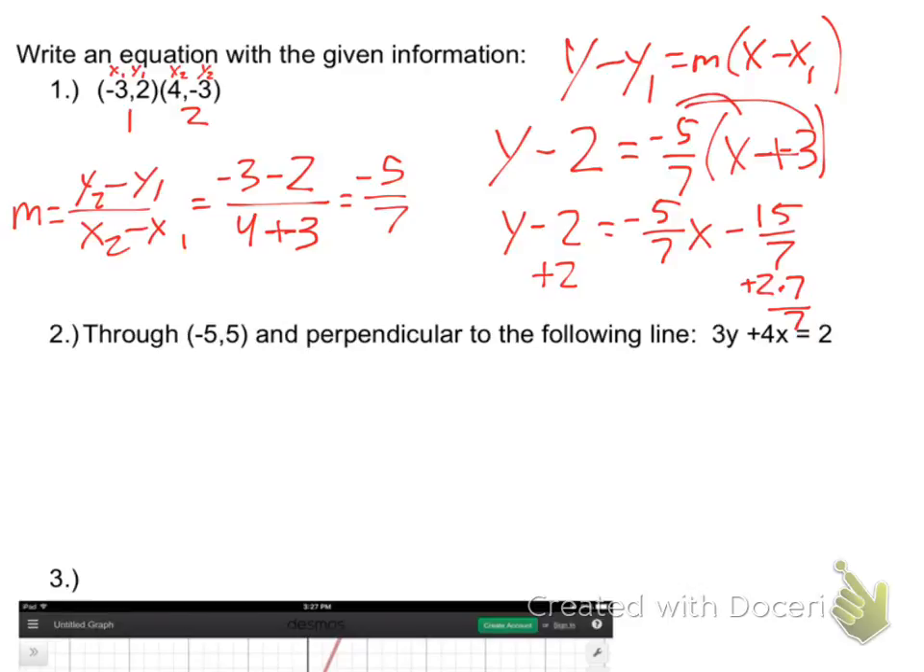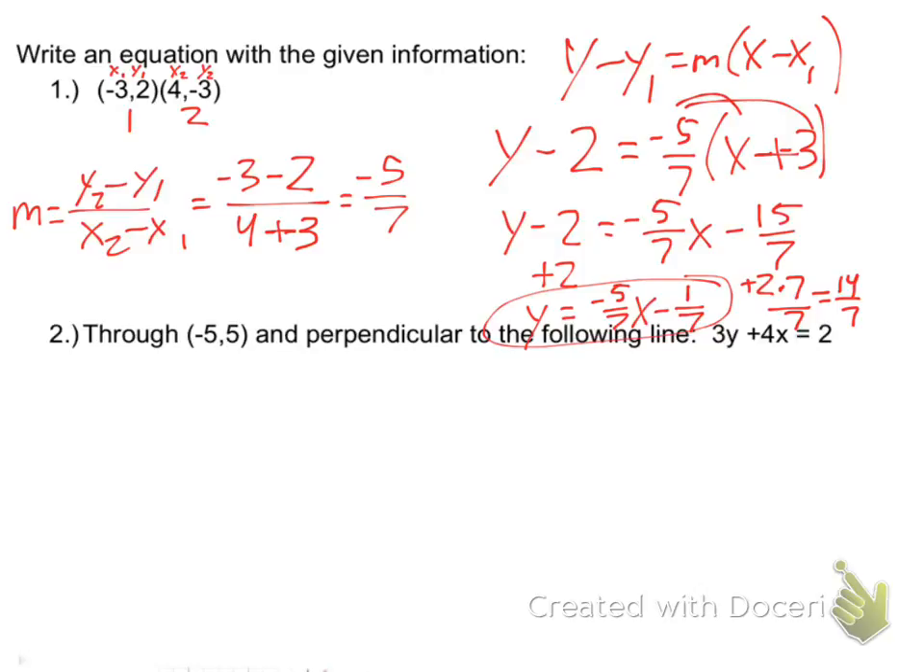So what is 2 times 7? So it really comes out to adding a 14/7. If I add a 14/7 to a negative 15/7, I'm at negative 1/7. So the equation happens to be negative 5/7 x minus 1/7. You're done.